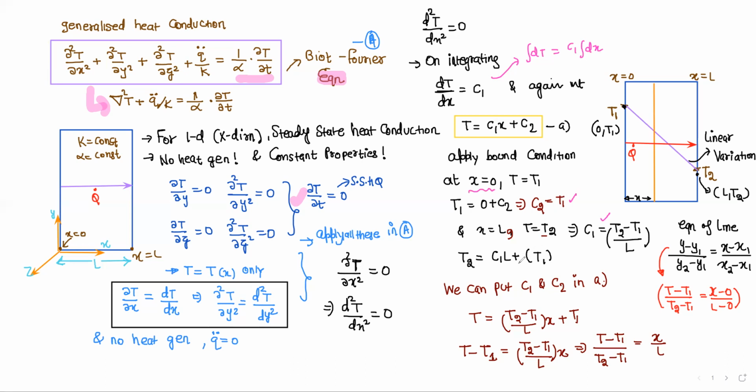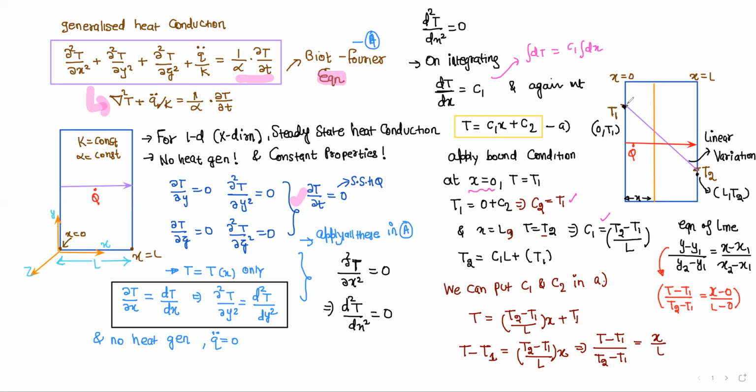By putting C1 and C2 in the above equation A, we get the temperature profile as a linear profile. We get T equal to (T2 minus T1) by L into x plus T1, or by rearranging the terms, (T minus T1) by (T2 minus T1) is equal to x upon L. This is a linear temperature profile. Temperature is varying linearly from T1 to T2, and linear means a straight line.